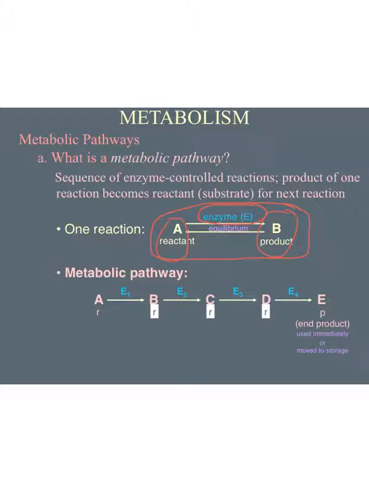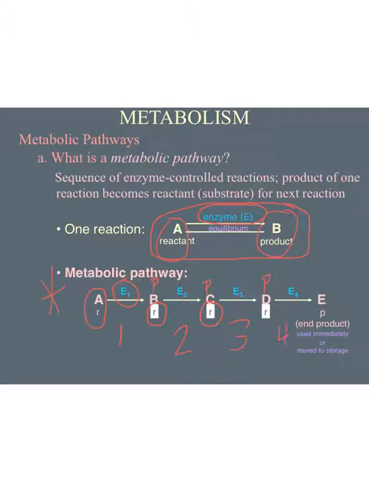Metabolic pathways are a little bit different. These are sequences of enzyme-controlled reactions where the product of one reaction becomes the reactant of the next reaction. So here we might have reaction 1, where we have reactant A going to product B, catalyzed by enzyme 1, or E1. In our second reaction, that B that was our product now becomes our reactant, and that is going to produce product C. And then in the third reaction, that product C now becomes reactant C, and it's going to be converted to product D.